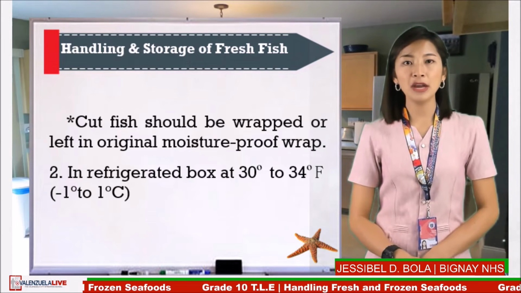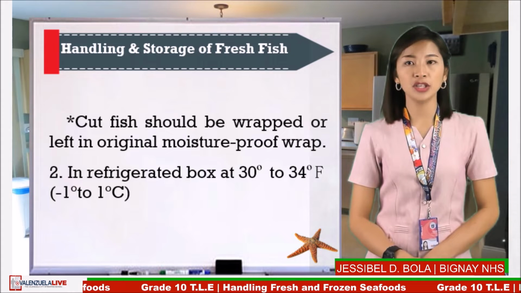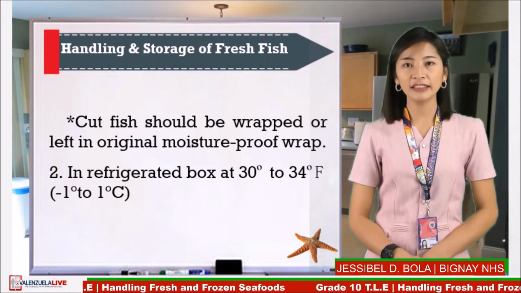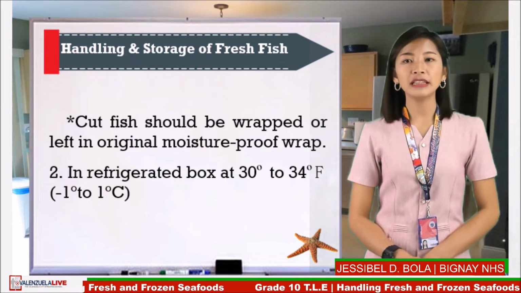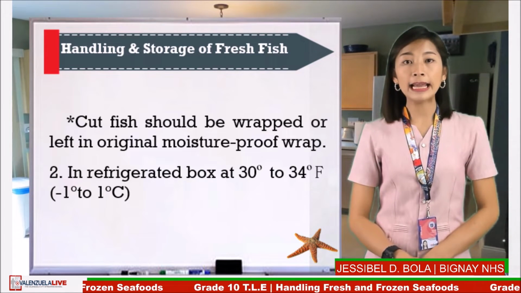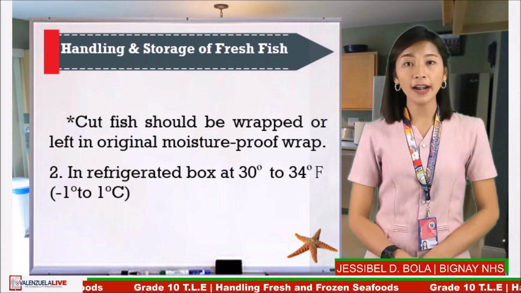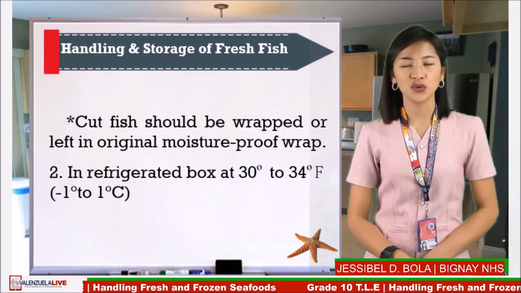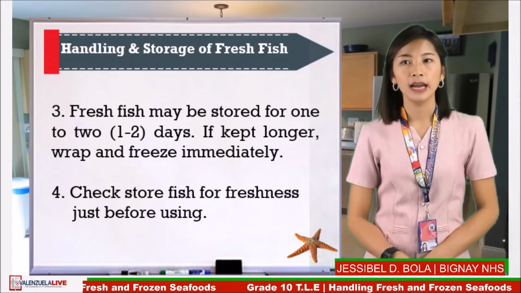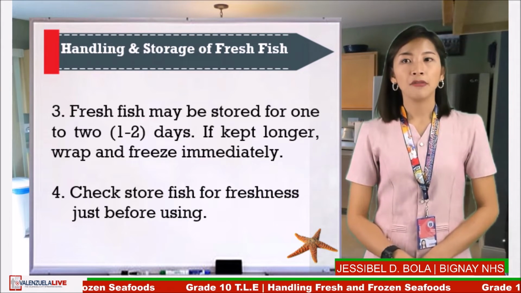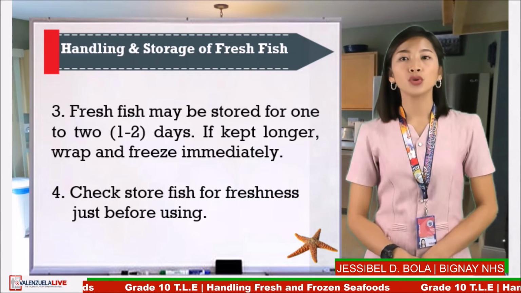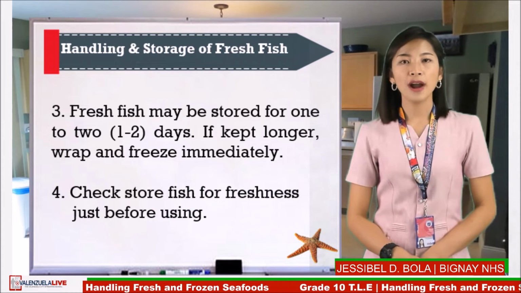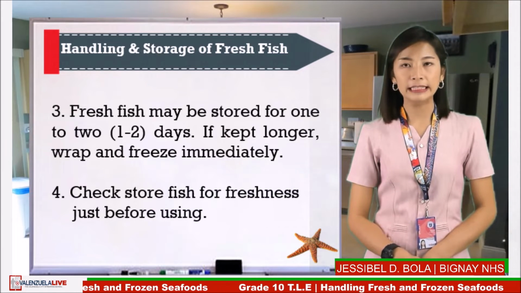Catfish should be wrapped or left in the original moisture-proof wrap, in a refrigerated box at 30° to 34° Fahrenheit or -1 degree to 1 degree Celsius. Number 3, fresh fish may be stored for 1 to 2 days. If kept longer, wrap and freeze immediately.